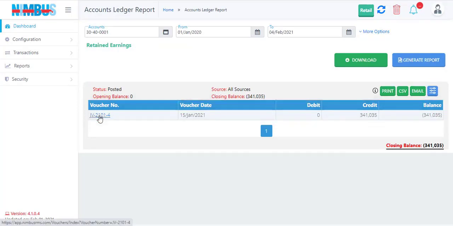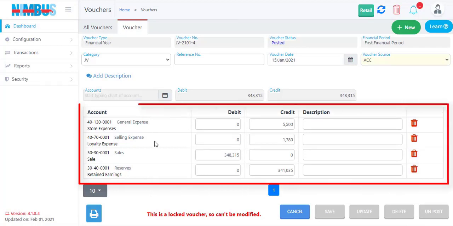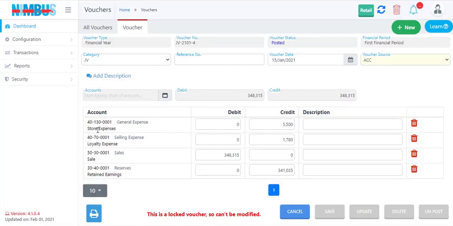Let's open this JV. This JV has all expenses and all revenue accounts. And there is one extra account which is retained earning. For all expenses on 15th January, whatever the closing debit balance was, the system has entered a corresponding credit balance.